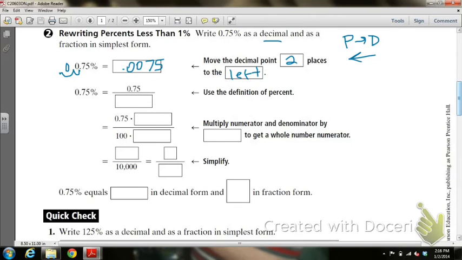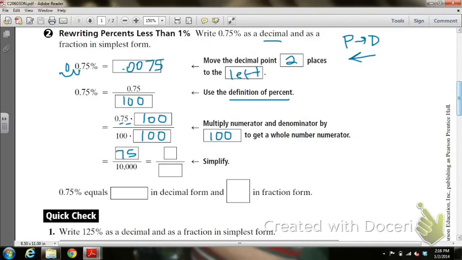And now I also have to do it as a fraction. So again, the definition of percent means put it over 100. Now, you can't have a decimal within a fraction. So you're going to multiply the numerator and the denominator by 100 to get a whole numbered numerator. And I picked 100 because I needed to move it 2 places. And 100 will do that. So 0.75 times 100 is 75. And 100 times 100 is 10,000.